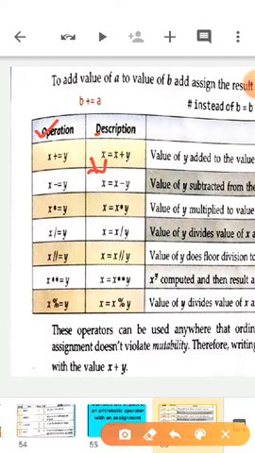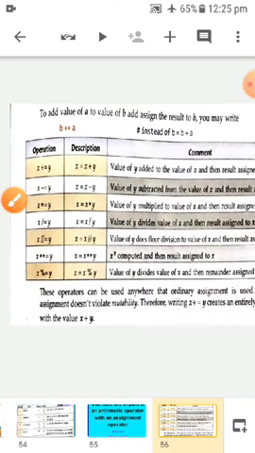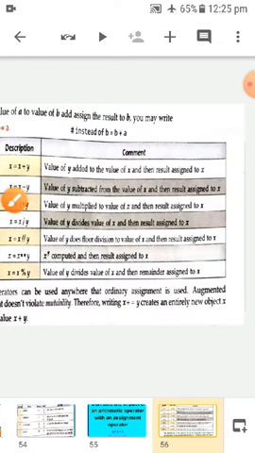Now x multiplied by y means first x is going to multiply with y, and whatever result you are getting is going to be stored in x. X divided by y, first divide then store in x. In the same manner everything is present. Okay, so these are called augmented assignment operators.